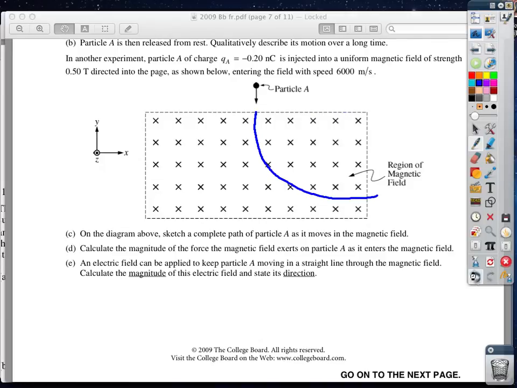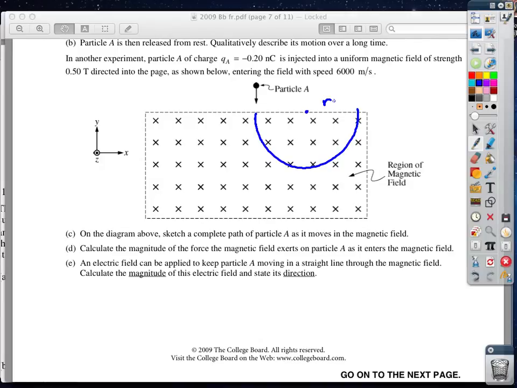Okay? And it's going to do one of two things. If this was a really strong field, it might just do this. And you see there's the radius there.